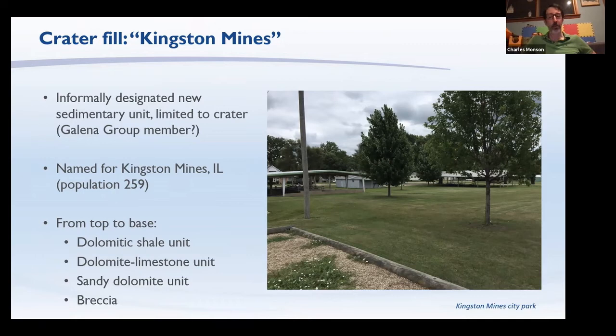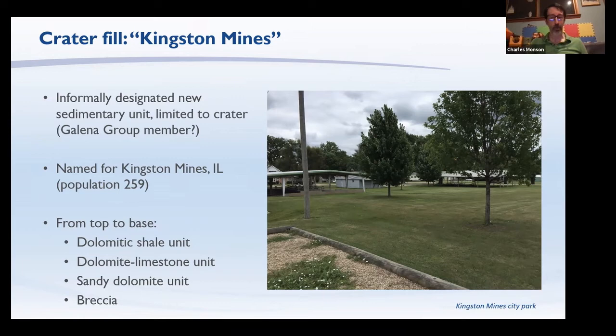I haven't had a chance to go through it yet. I'm not even sure if they'll accept a unit that's just limited to a single crater, but just for convenience and for fun, I went ahead and named it informally. The town of Kingston Mines was the closest town to the Glasford structure, but did not already have another sedimentary unit of some kind named after it. So I called it the Kingston Mines. And maybe someday I'll get to write it up and make it an official part of geologic nomenclature, but right now it's informal.